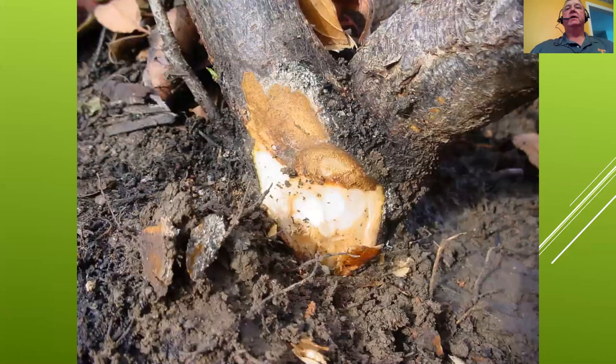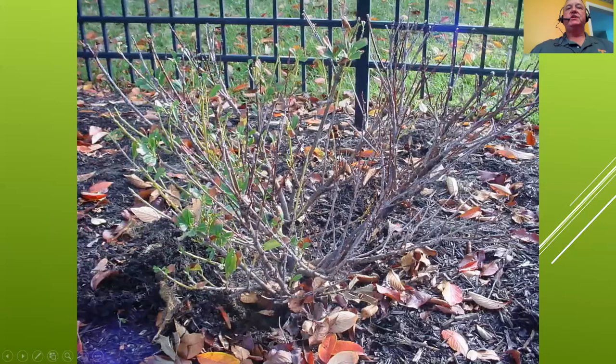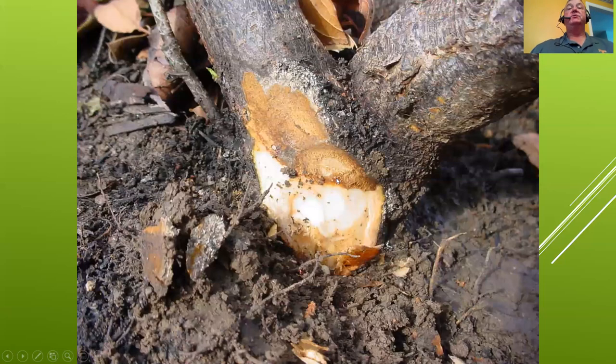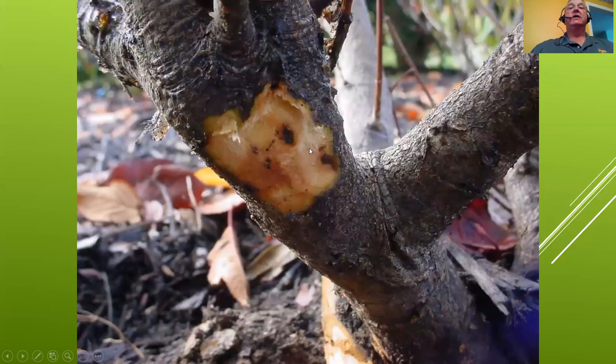Here's a laurel shrub, and it's showing defoliation up here. Looks like it's drying up. Why is it drying up? Because of issues down here in the lower part near the ground level. That vascular tissue has been compromised with the canker. You can see the cankers right here.